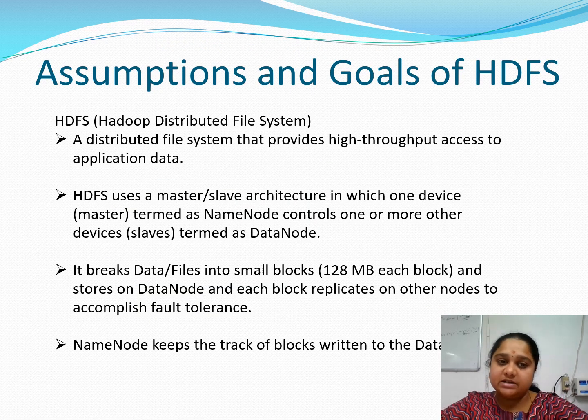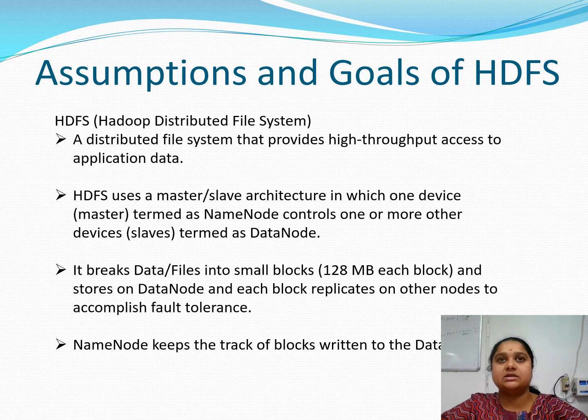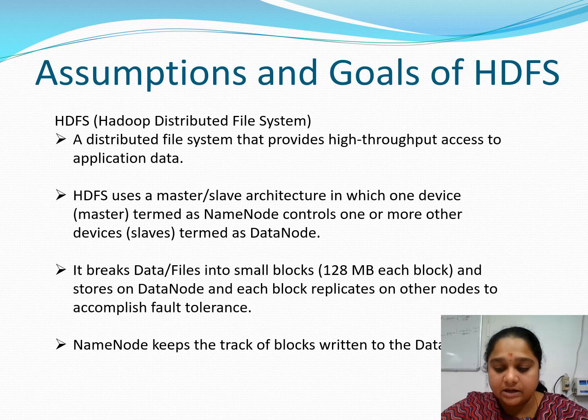Assumptions and goals of HDFS. HDFS is for high throughput access to application data. HDFS uses master slave architecture. We already said that the data will be broken into small pieces based on the size which we want. And what they do is they send the small amounts of data to the data nodes, and we replicate the data. By replicating the data, if there is any loss of data also, we can get it back very easily. We use a technique called fault tolerance. If there is any loss of data, we can get it back very easily.